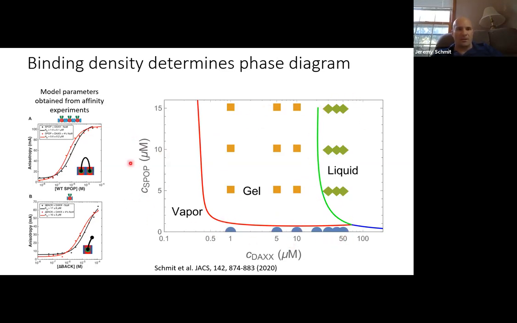And this is a log plot. So of course, there's going to be more vapor states over here that don't show up unless you go to a crazy scale. Okay, so this is a real nice agreement with experiments.